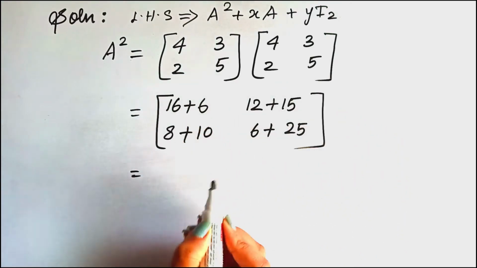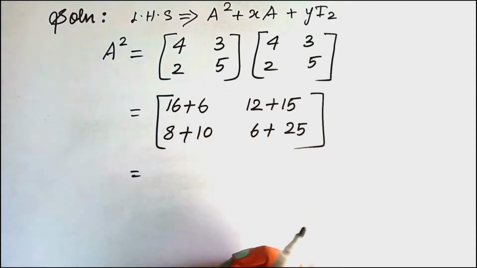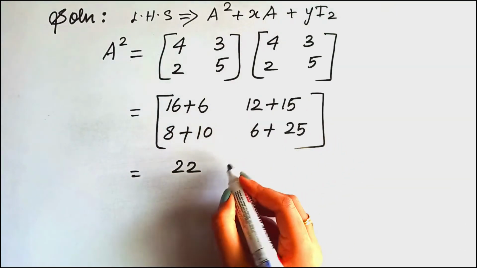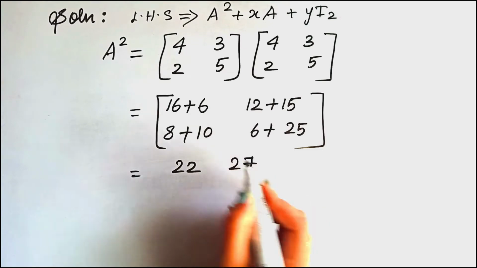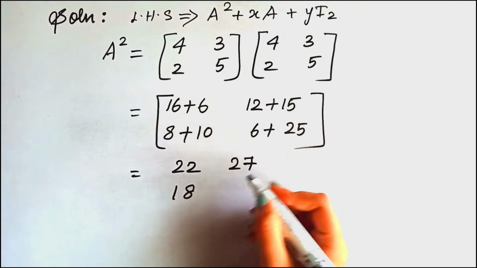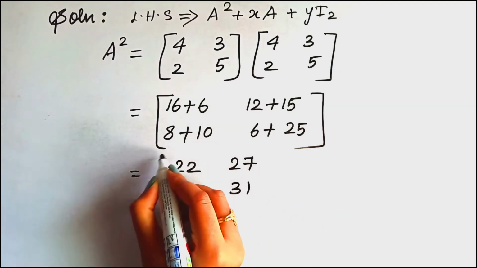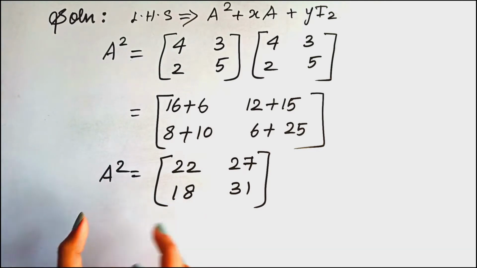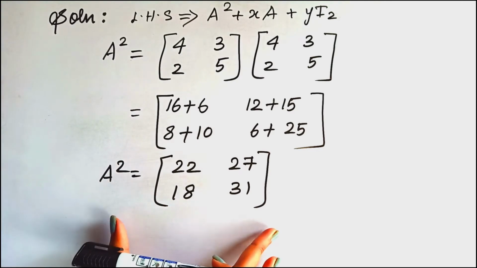Okay, so now here let's add this. 16 plus 6 we'll get 22, 12 plus 15 we'll get 27, 8 plus 10 we'll get 18, and finally 6 plus 25 we'll get 31. Okay, so this is our value of A square, right?